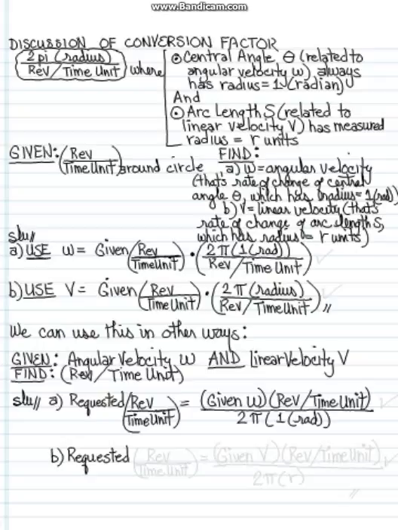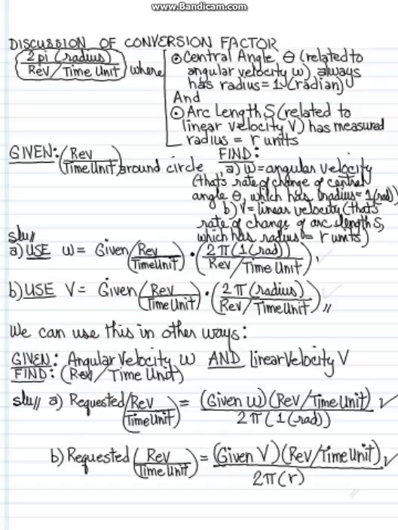Now, if you only know linear velocity v, you can find the requested revolutions per time unit this way. It is equal to the given linear velocity v times the number of revolutions divided by the number of time units, and all of that product divided by 2 times pi times the radius, whatever the radius of the circle is, the radius of the entire circle.